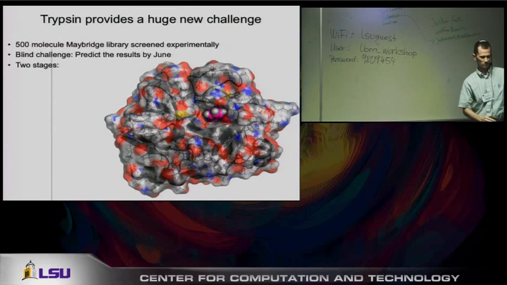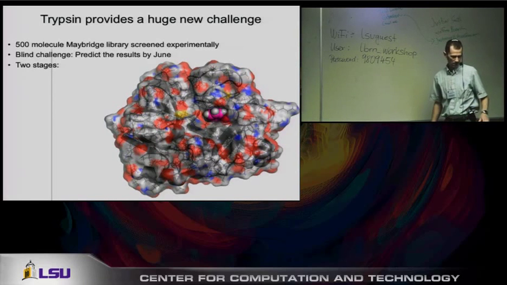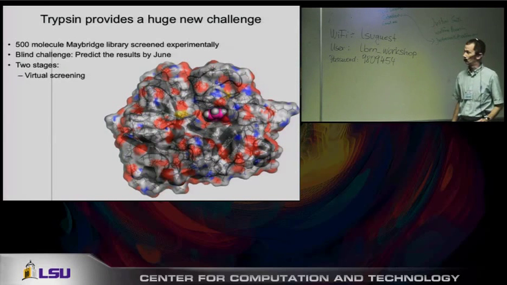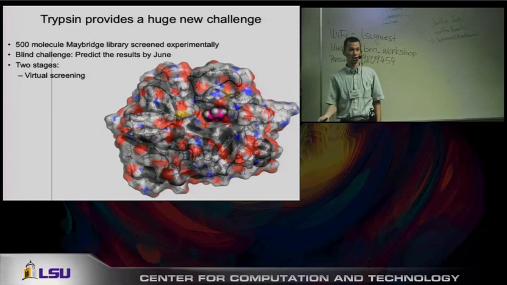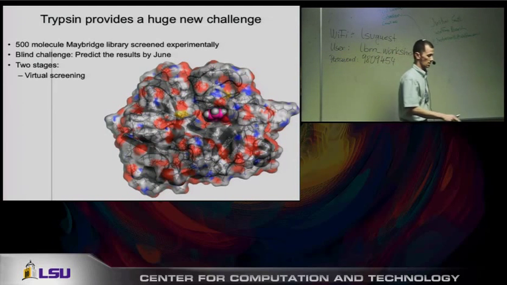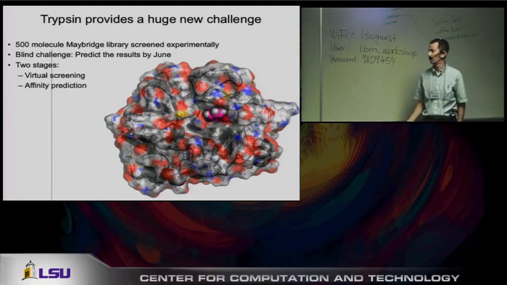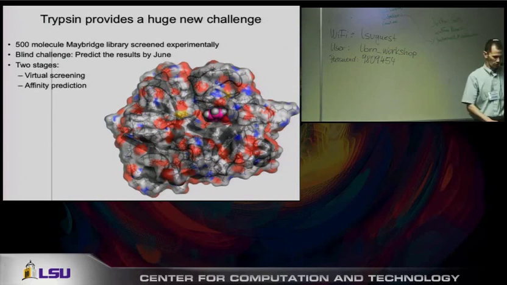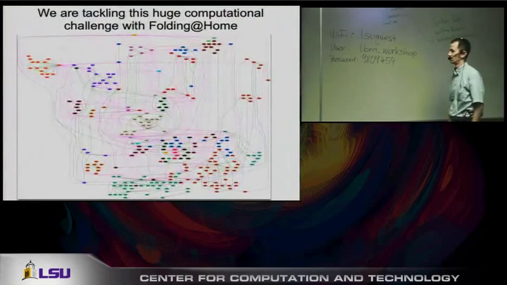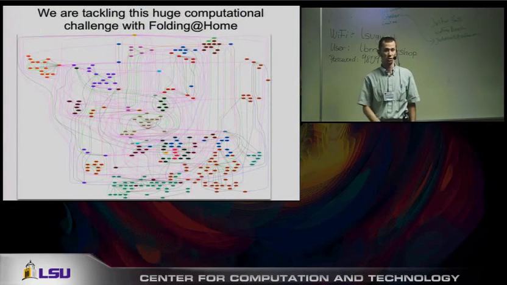We have to predict this by June. And there's really two stages to this that we're trying to do. One of them is called virtual screening, which for those who don't know the lingo just means let's take all of those compounds and predict all 500, and predict which ones bind. Then the second stage is, of the ones that actually bind, predict how well they bind. And we're trying to just do the whole thing, meaning let's actually just predict for all 500 molecules which ones bind and how well they bind.